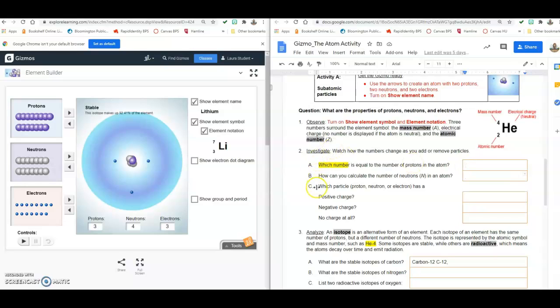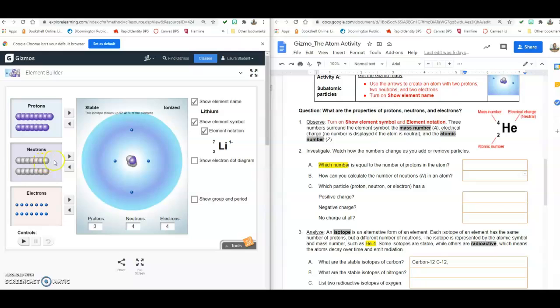All right, and for 2C, which particle, proton, neutron, or electron, has a positive charge, negative charge, and no charge at all? Well, a part of this simulation that will help us figure that out is to look at the charge number on the element notation. So if I take my electrons and I start adding electrons, what happens to the charge? All right, we were at nothing. I added an electron, it became negative. As I add more electrons, it's getting more negative, right? So we can infer that electrons have to be what type of charge?